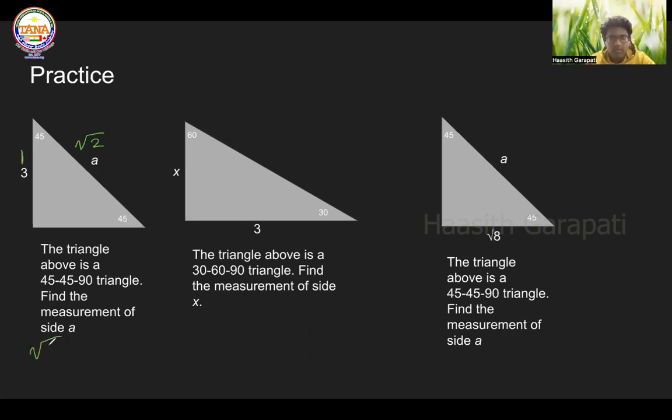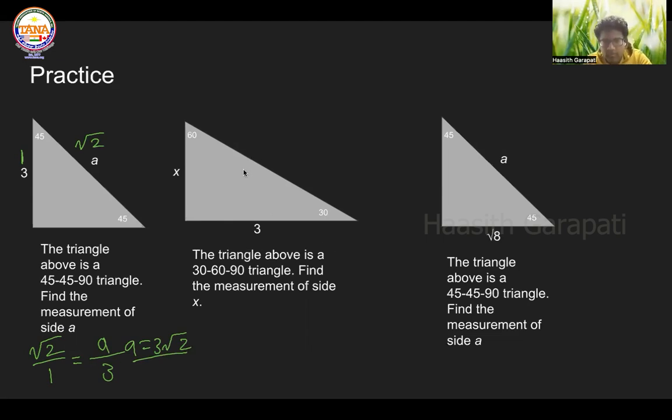So let's set up our proportion, root 2 over 1 equals 3 over a. A is equal to 3 root 2. Pretty obvious as well. You can just do 3 times root 2 and it'll be easy, since the short side is equal to a value of 1.